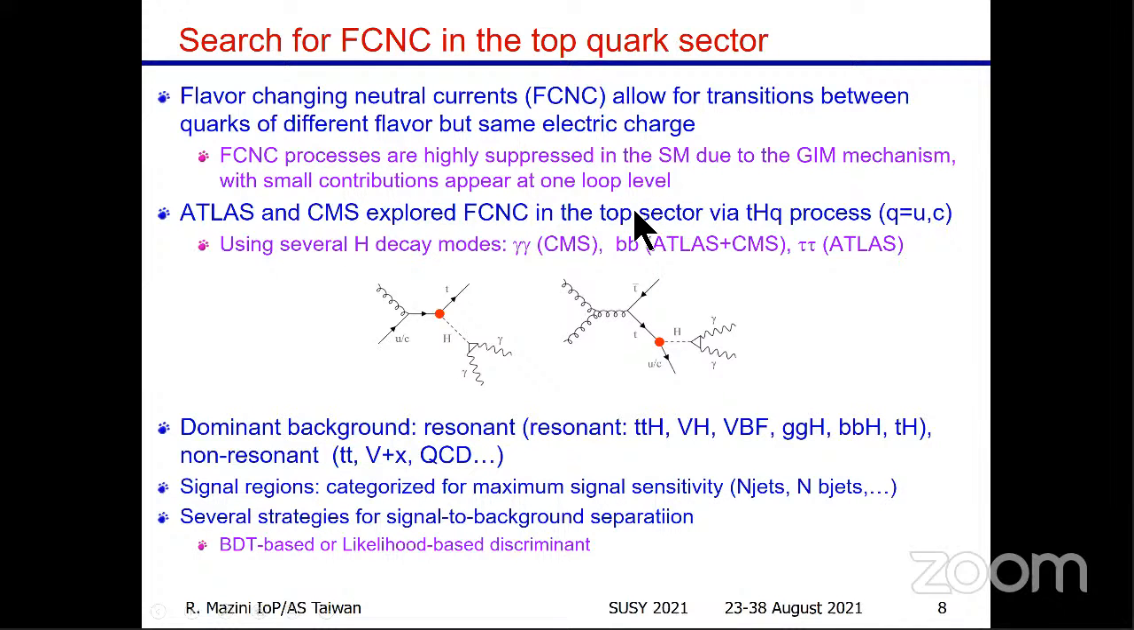So both CMS and Atlas explored this FCNC in the top sector via the THQ process, with the q either an up or a charm quark. And they used different Higgs decay modes: CMS used diphoton and BB bar, and tau tau in the Atlas case. For all of these final states, the dominant background is either resonant through TTH or VH in this list here, or a non-resonant background, either coming from TT bar or vector boson plus inclusive vector boson productions or QCD. Signal regions are categorized for maximal signal sensitivity depending on the number of jets and number of B jets, and several strategies are used for signal to background separation, either BDT based or likelihood based discriminant.